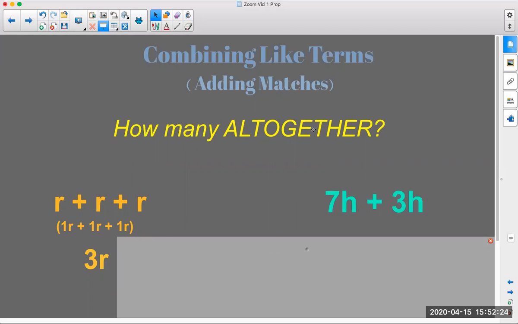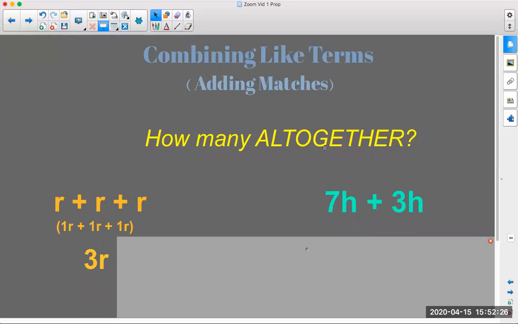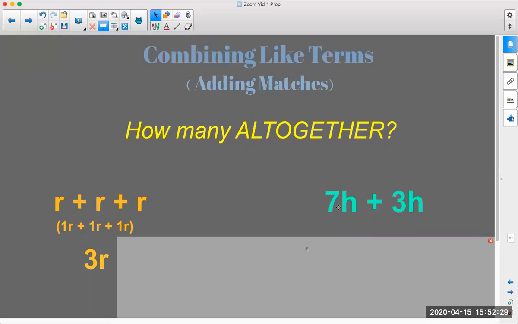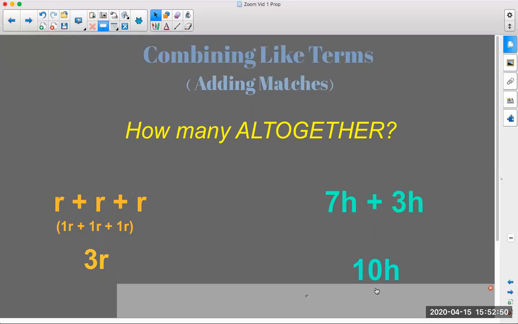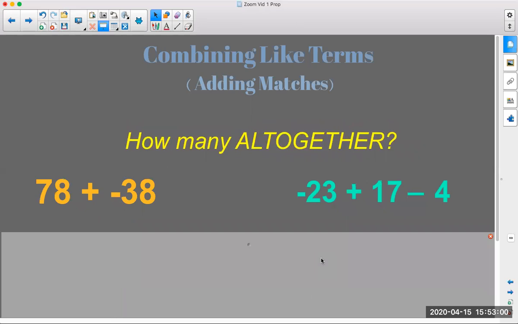So the question is, how many all together? We've got 7 H's on the left. We want to add 3 more H's on the right. So just add the numbers, 7 plus 3. These numbers are called coefficients. They're the numbers that are attached to the variable. So 7 plus 3 gives us 10H. So the coefficient is 10 because we added the 7 and the 3. Bam, we got 10.